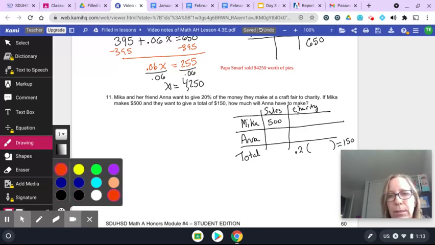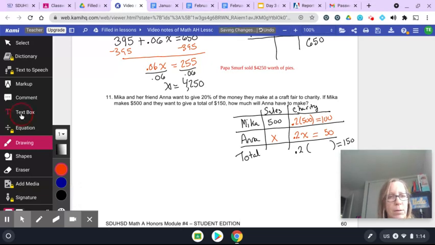So I first think 20% of 500. So if she is doing 20% of 500, I'm moving the decimal over and multiplying by 2 to go 100. She came up with $100. That means that this little girl has to come up with $50 because they want to do 150. Well, I don't know what she sold. So I have to think 20% of what is 50.